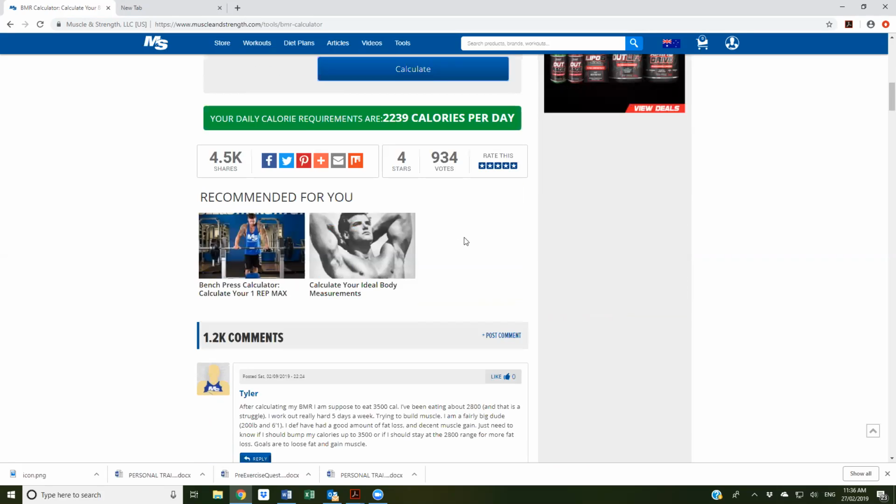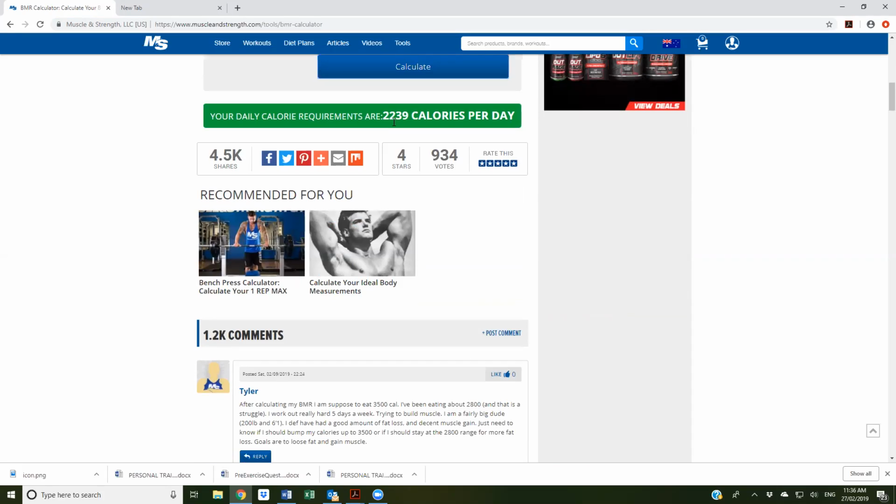I'm going to calculate the number, and it comes down as 2,239 calories per day. Now, this might seem like a lot, but this is telling us that that is the amount you would need to eat to stay exactly as you are with the amount of exercise that you do currently. So clearly, if you were looking to lose body fat, we're going to reduce this number.